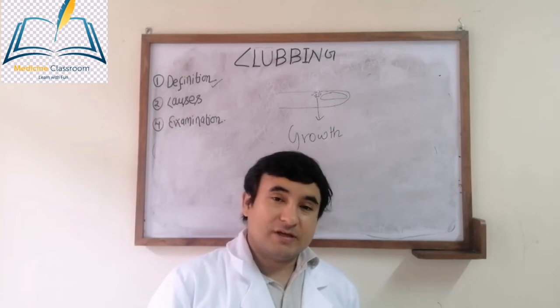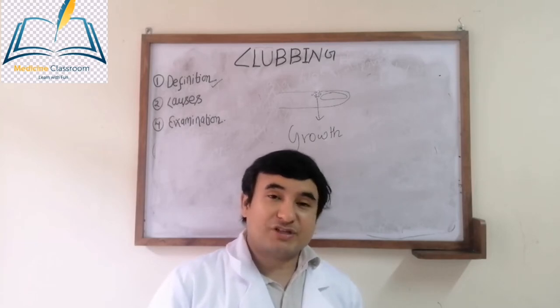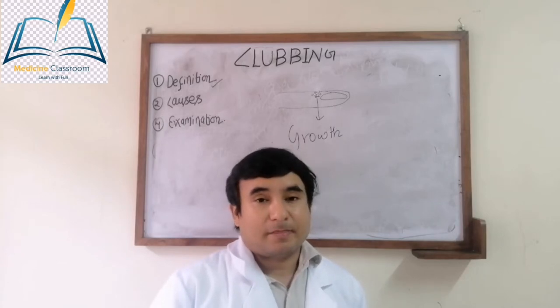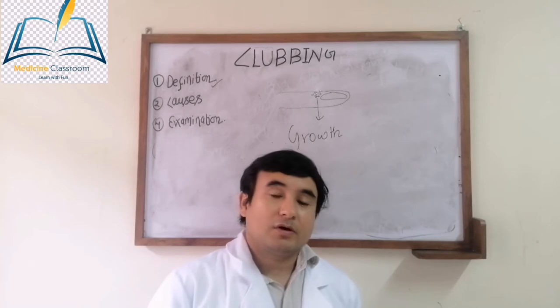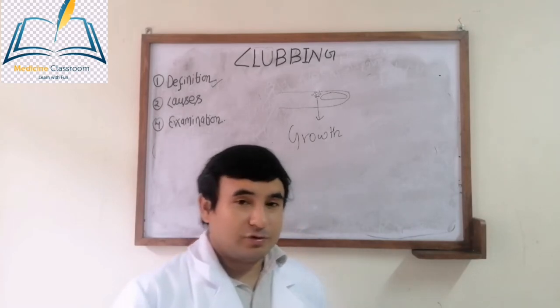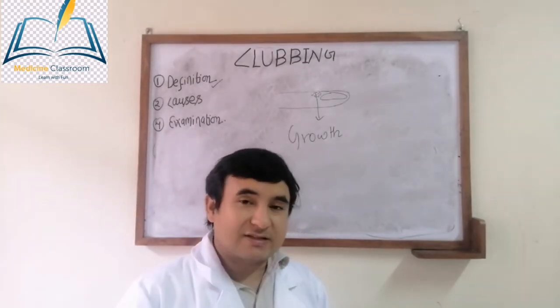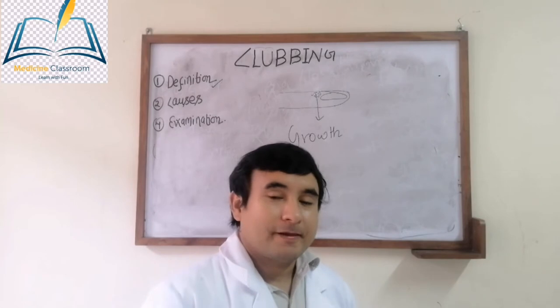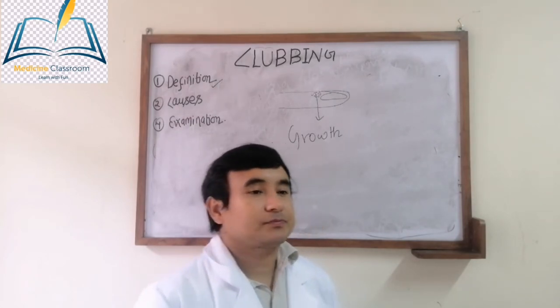Other causes of the clubbing are sometimes idiopathic pulmonary fibrosis, where we can get the clubbing. Even in bronchiectasis, we see the clubbing. So these are the causes of the clubbing. Just always remember lung cancer, adenocarcinoma, lung abscess, IPF, and bronchiectasis.